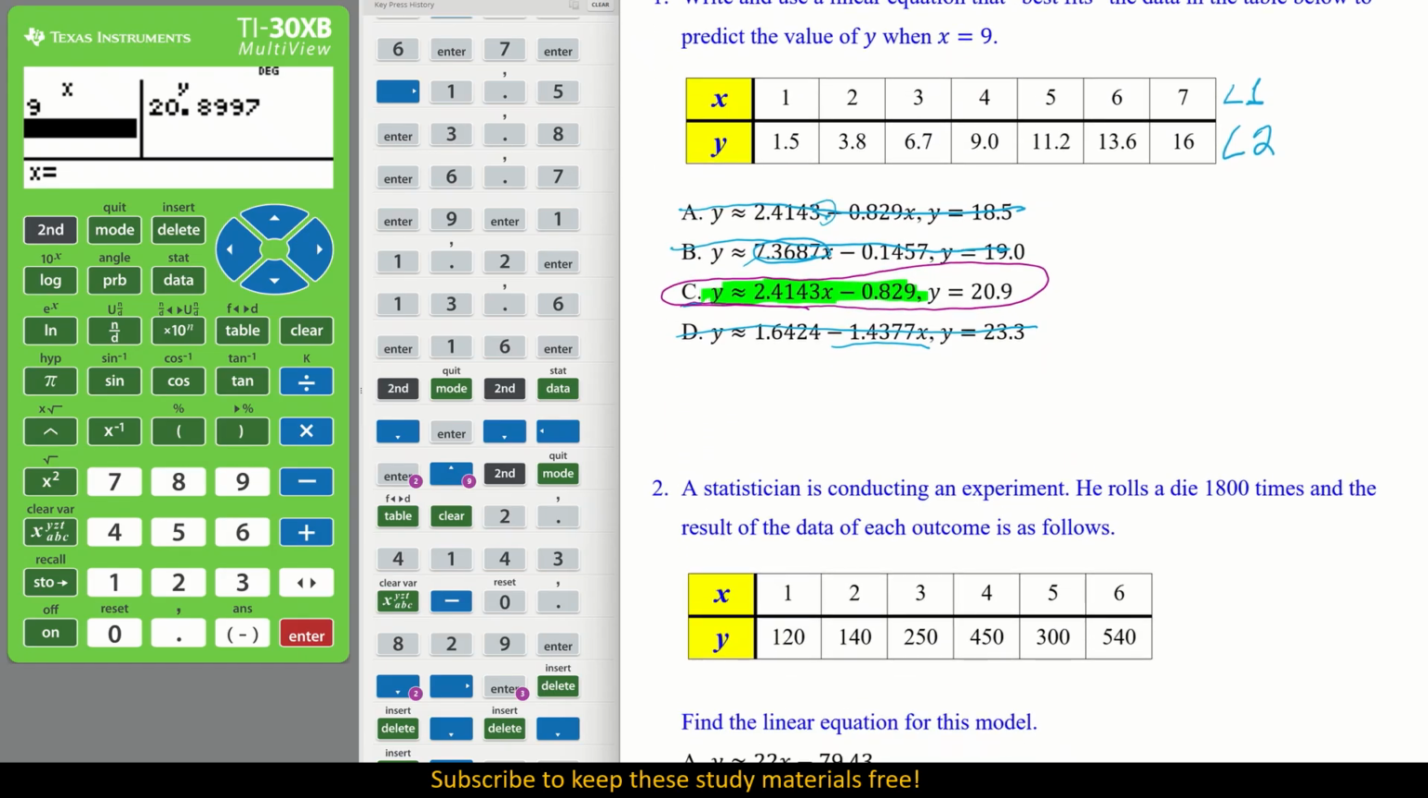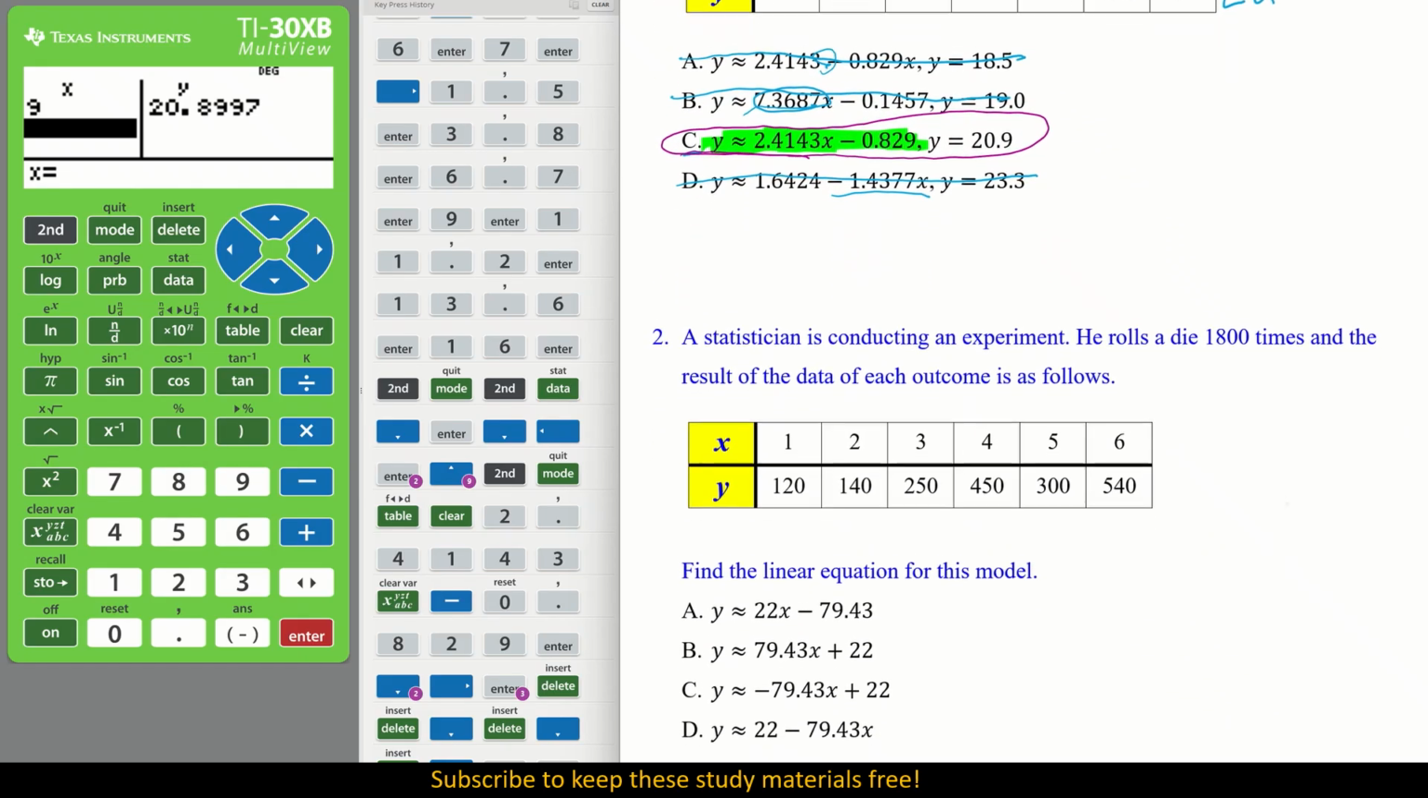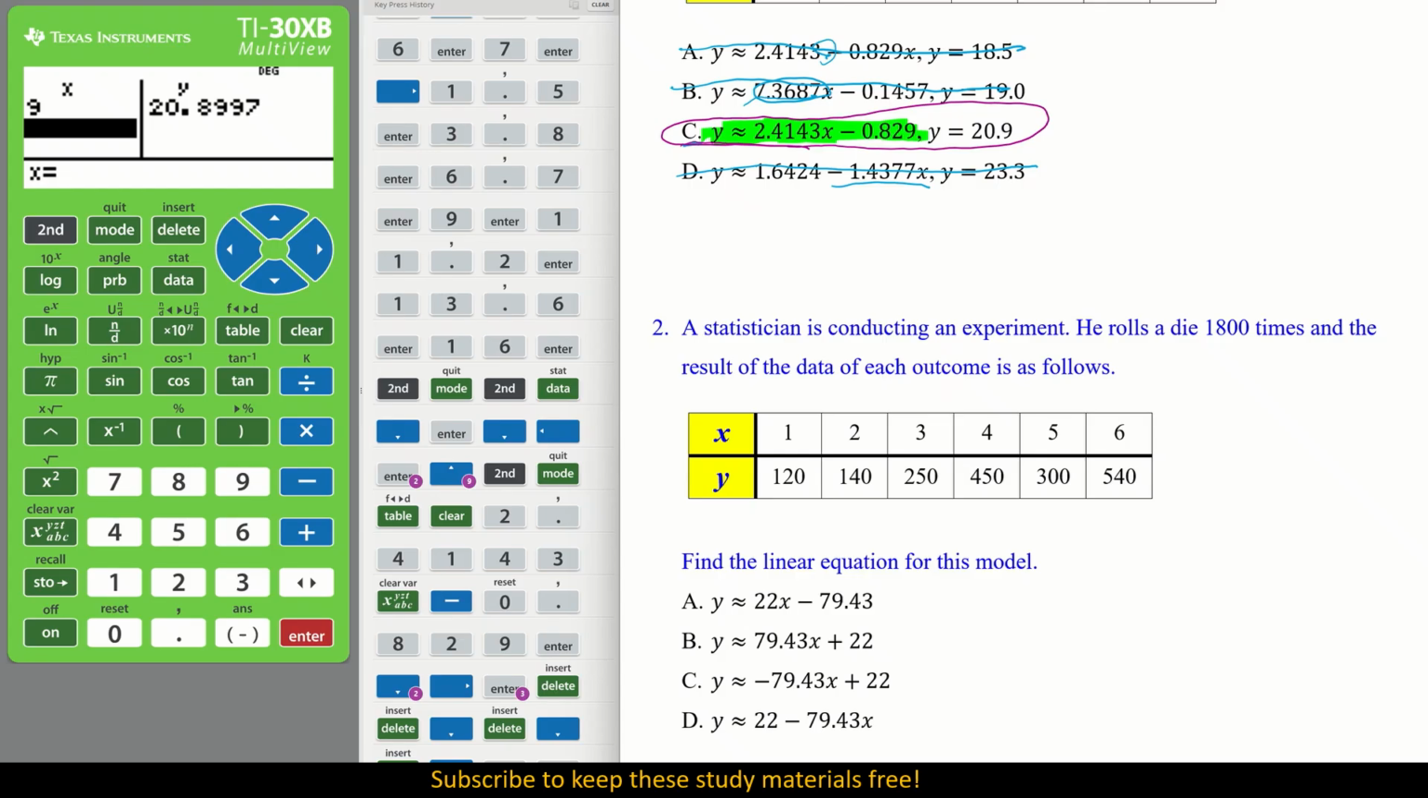Okay, let's look at number 2. A statistician is conducting an experiment. He rolls a die 1,800 times, and the result of each outcome is as follows. Basically, they've recorded it in the table. The request is to find the linear expression for the model. So, what are we going to do?